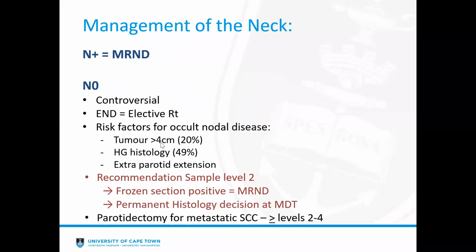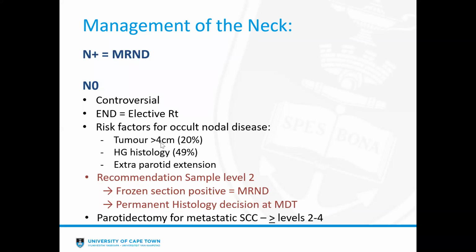Moving on to how to manage the neck. In the N-positive neck, where there are clinically, radiologically, or pathologically positive cervical neck metastases, one should do an ipsilateral or modified radical neck dissection addressing levels 1 to 5. In the clinically or radiologically negative neck, elective treatment of the neck is controversial. Elective neck dissection and elective radiotherapy are both equally effective in managing the N0 neck.